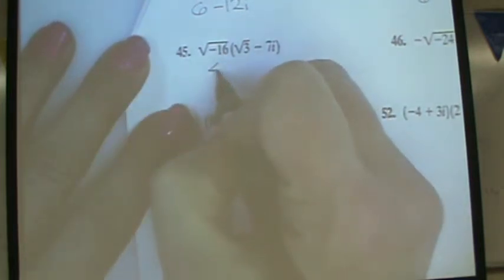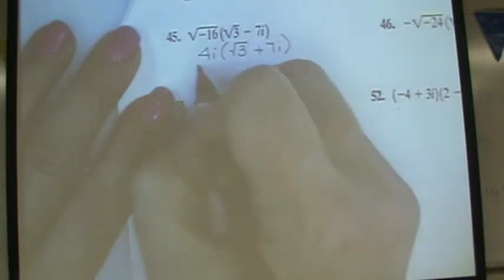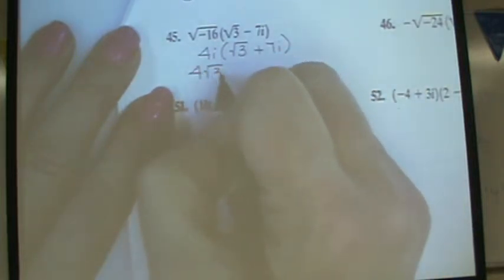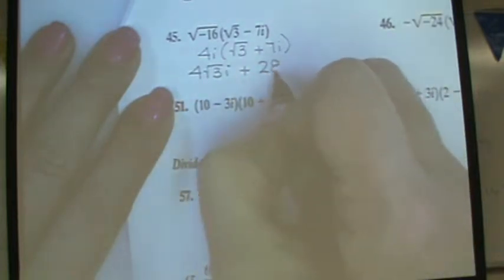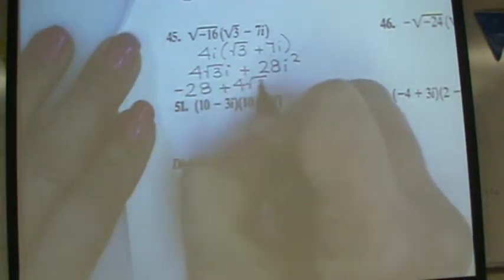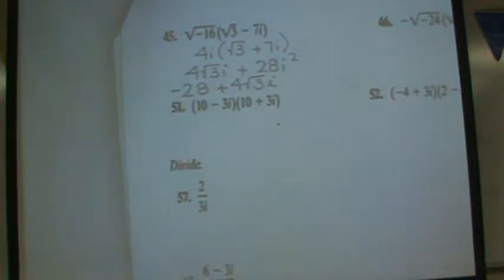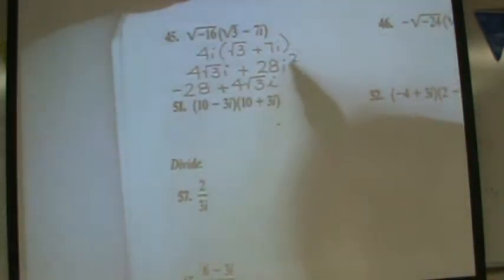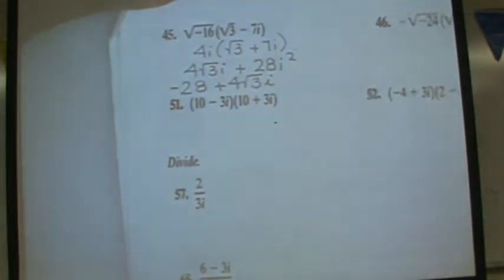Number 45, you're going to turn negative root 16 to 4i. And you're going to distribute. 4i times root 3 is 4 root 3i. And then 4i times 7 is 28i squared, which this equals negative 28. Because i squared is negative 1. Negative 1 times 28 is negative 28. And put it in front.